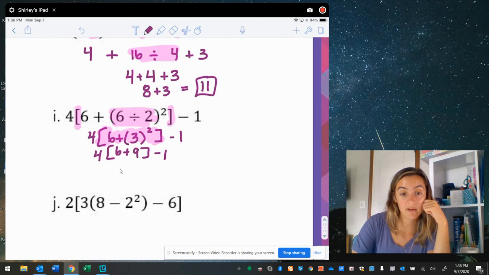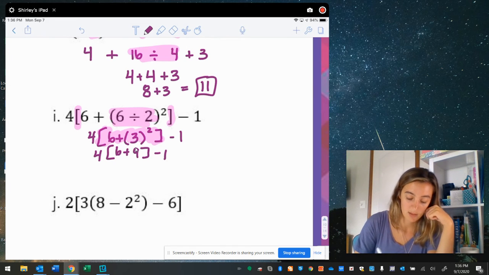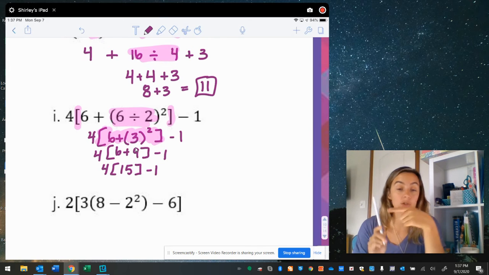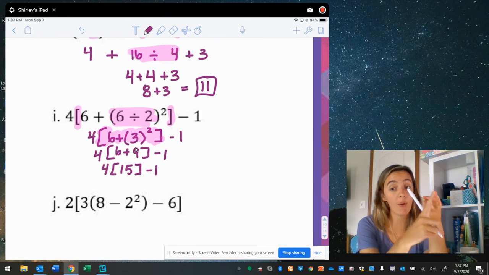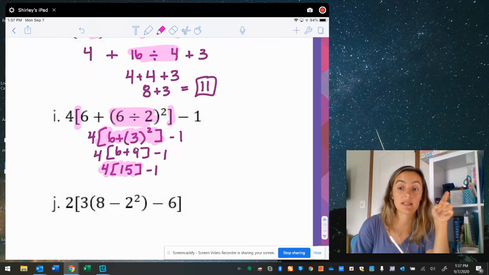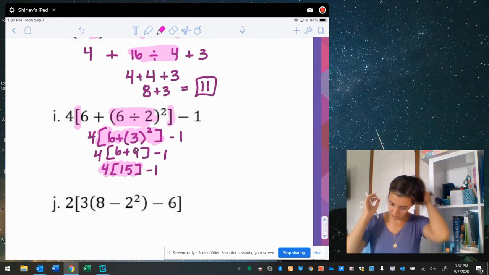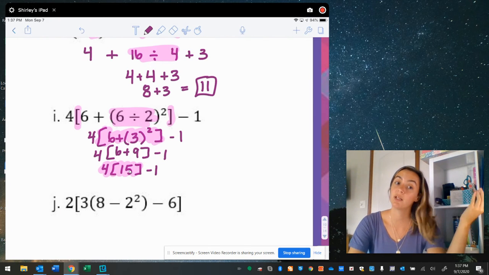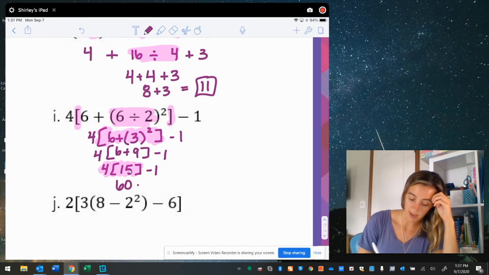Still have something to simplify inside of my brackets. I have 6 plus 9, so I want to do that addition problem. 6 plus 9 is 15. And since they were in brackets, I'm going to keep that answer in brackets. Okay, so I took care of all of my grouping symbols. No exponents left. So now I go to multiplication and division. Whenever you see something written like this, where you see a number next to a set of parentheses, that always means multiplication. So I'm going to go ahead and do that. 4 times 15, 4 times 10 is 40, 4 times 5 is 20, 40 plus 20 is 60, minus 1 makes my answer 59.